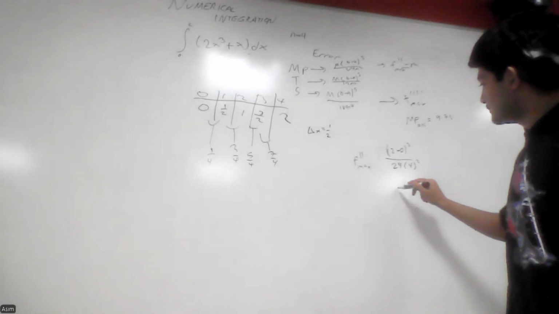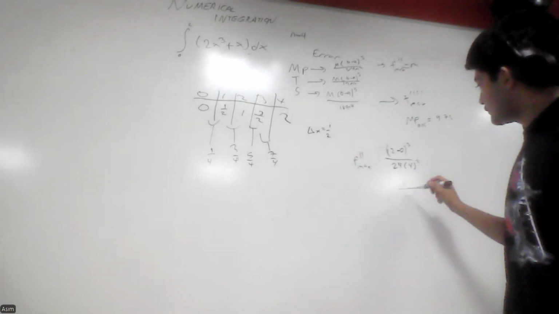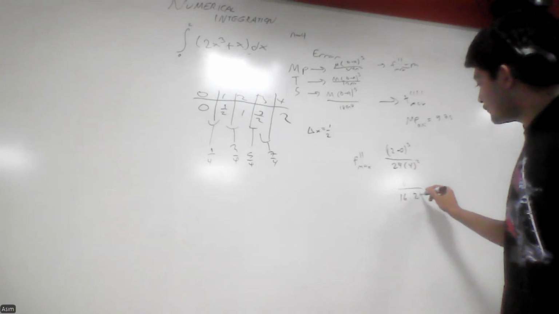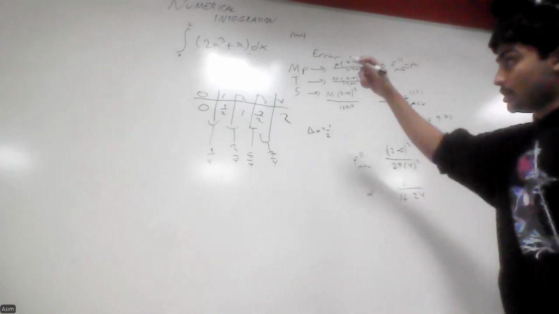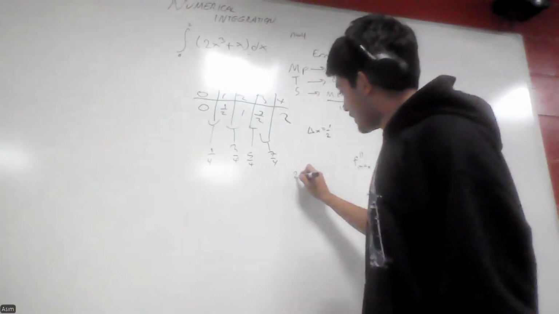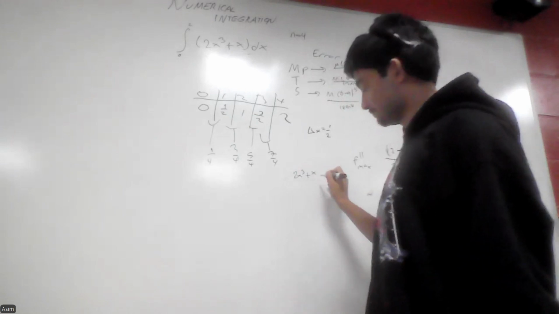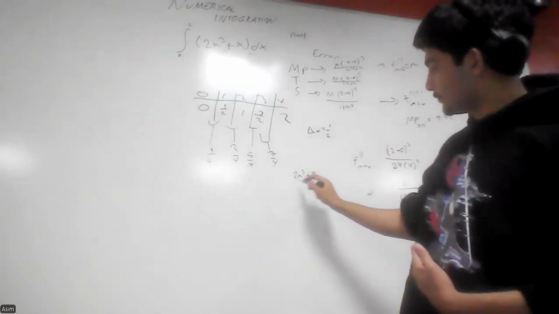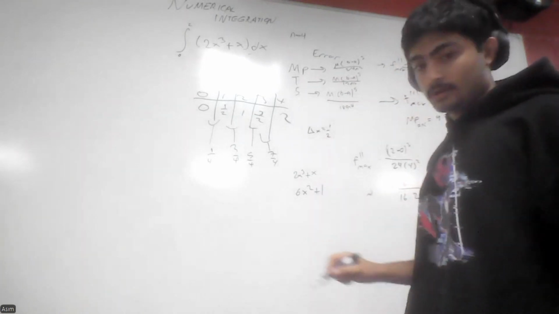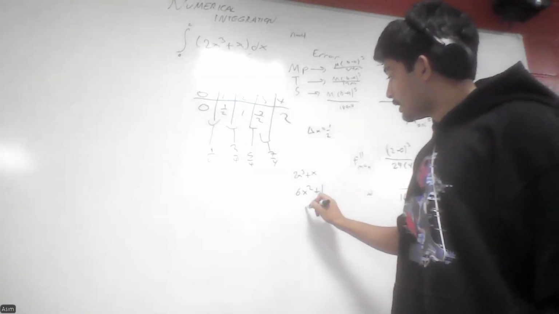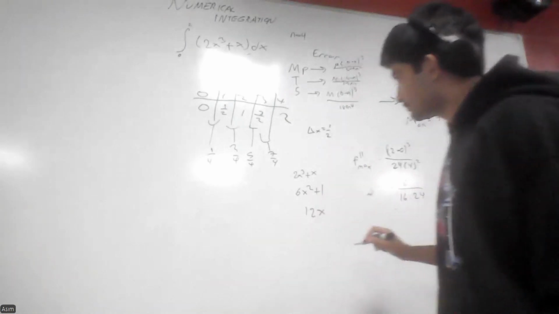All right. And for the answer, we will get 8 over 16 times 24 times f double prime. And what is f double prime? This is my f function, 2x cubed plus x. Taking the first derivative of this, I will get 6x squared plus 1. And taking the second derivative, I will get 12x.